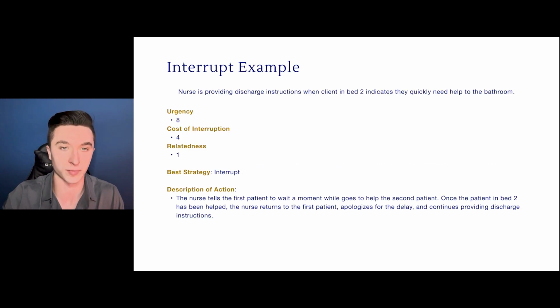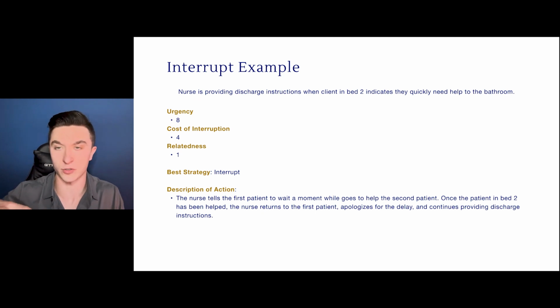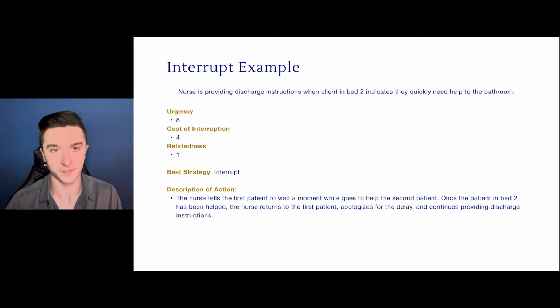So let's take an example here. The nurse is providing discharge instructions when a client in bed 2 indicates that they quickly need help to the bathroom, right? So here we'd probably go urgency, probably like an 8. Cost is about a 4, and relatedness is about a 1, right? So obviously the patient can't go to the bathroom by themselves, and we can't let them just hold it because that would be very, very bad.